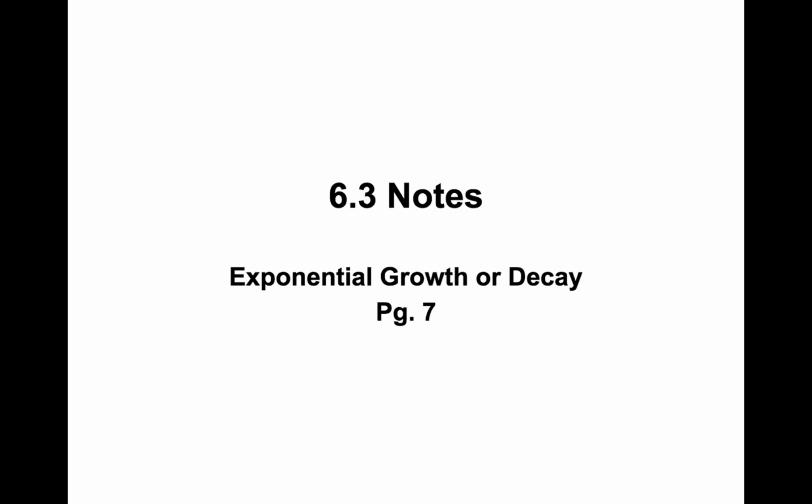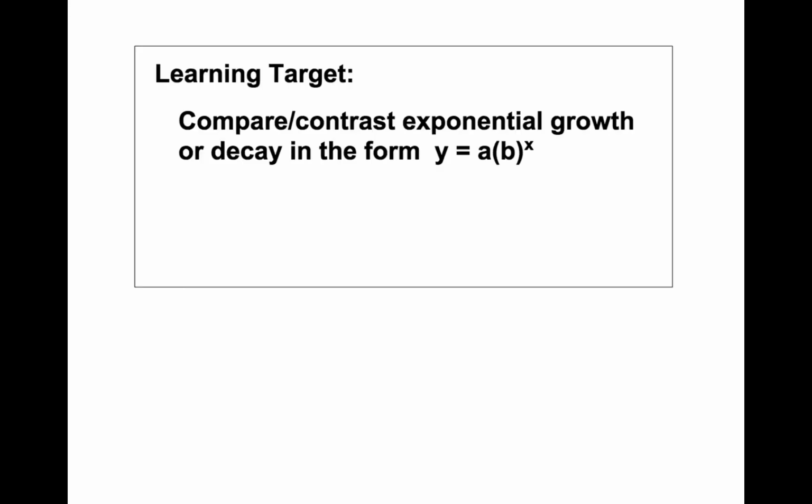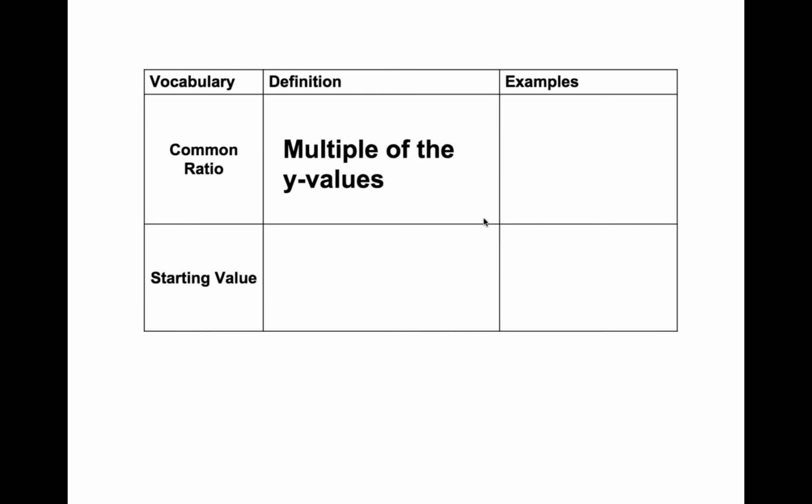Okay, 6.3 notes, exponential growth or decay. We're going to compare and contrast exponential growth or decay in the form y equals a times b to the x power. So your common ratio is the multiple of the y values, whatever the y's are getting multiplied by each time, called the common ratio.